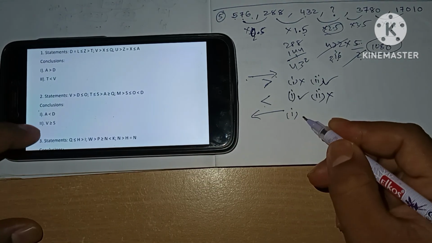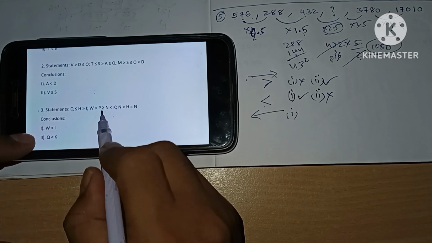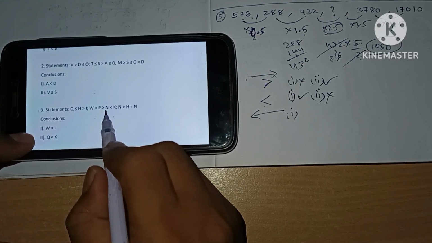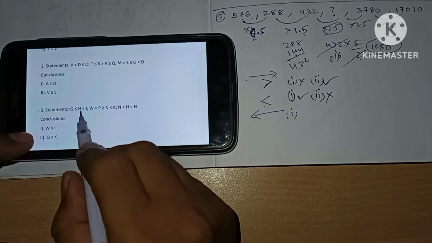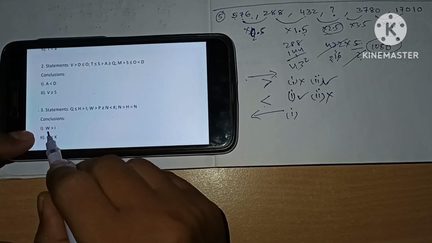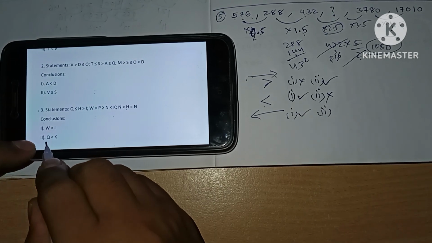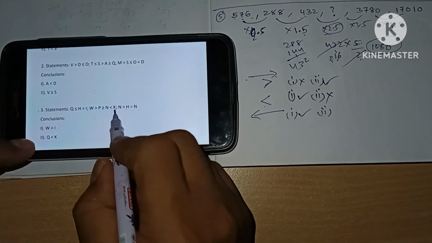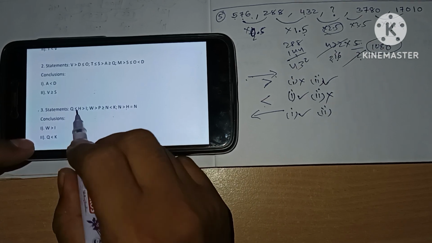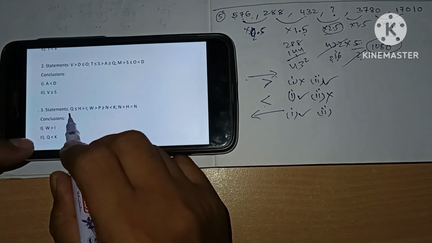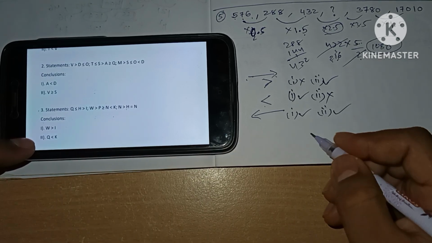Let's see third question. First conclusion, the flow from W to I. From W we can reach to P and N. From N we can reach to H. From H I can reach to I. So first conclusion will be true. Second conclusion, the flow from K to Q. From K we can reach to N. From N we can reach to H. From H we can reach to Q. Okay, it is possible. So second conclusion is also true.